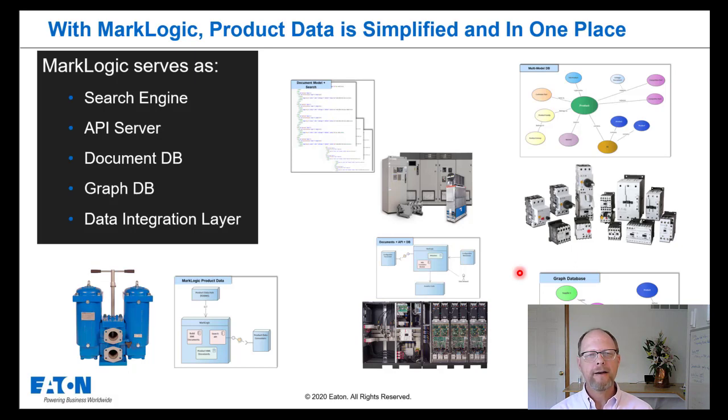I've got a search engine. Now I don't have to dump my data into yet another box that does the searches, and then deal with the time lag of the information. And then I've got all the great tools that are built into MarkLogic to deal with processing the data. I call that the integration layer. And also there are all the ingestion tools that MarkLogic provides. So MarkLogic for us and our product data has been a great win.